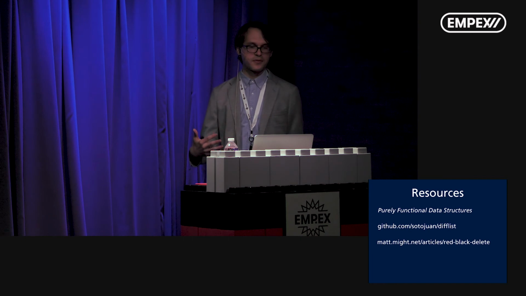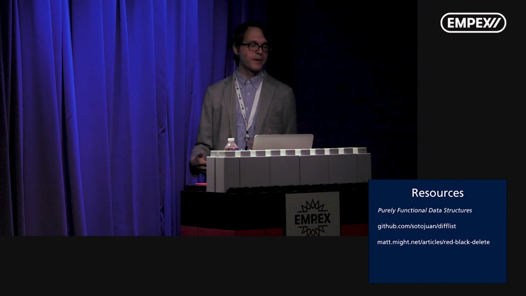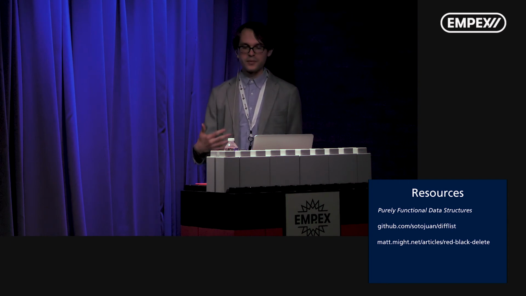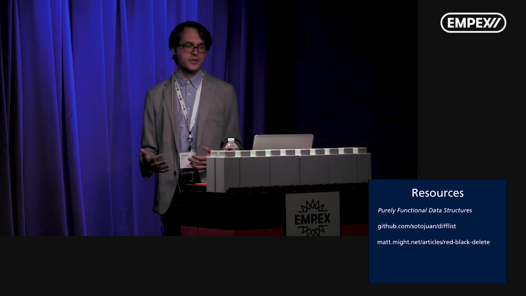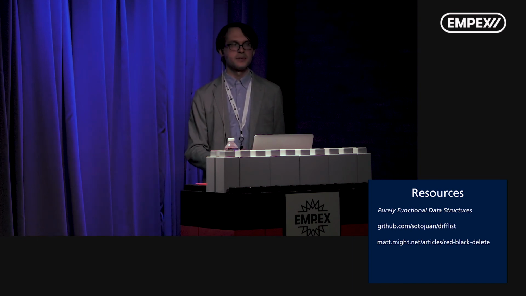And I did write a difference list implementation. It's on Hex. And the last one is by Matt Might. He's a pretty well-known programmer. He wrote a good implementation of red-black trees in Racket, which is a Lisp, with the deletion function, which is not in the original Okasaki implementation.